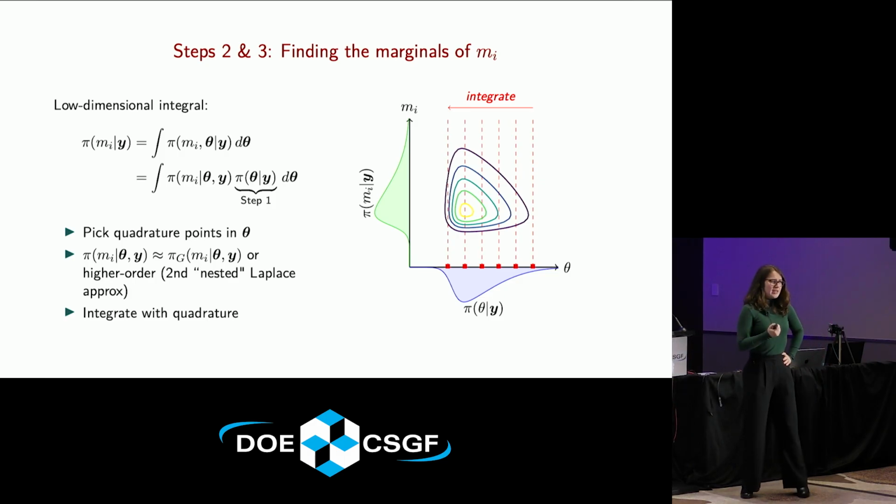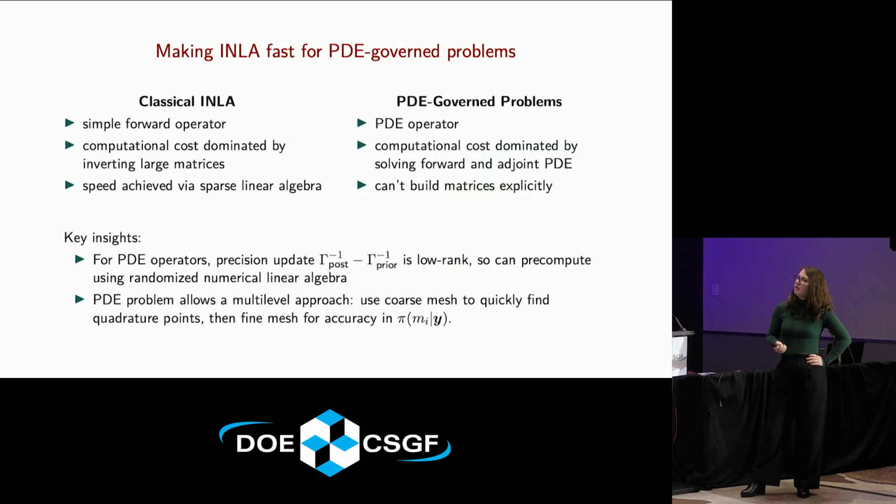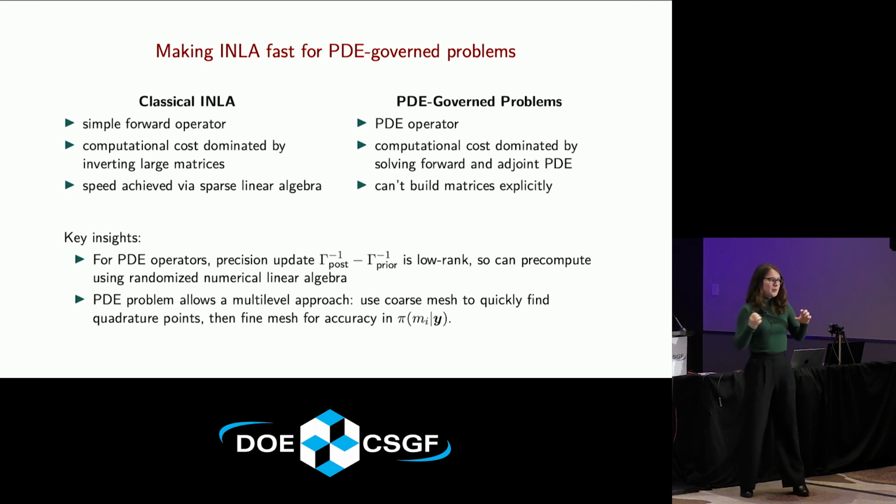But there's another high-dimensional integral hiding in here, which is that I am integrating out all of the other mi's. So I want the distribution of just one mi, and for every other value, I'm integrating that out to get the marginal of just mi. How do I do this? Exactly the same as step 1. So I could just do a Gaussian approximation, or typically I do another Laplace approximation, and that's where the name of this method comes from. So that's the second nested Laplace approximation in this. And then I do the quadrature to get this distribution that I'm looking for. So that's my overview of how INLA works.